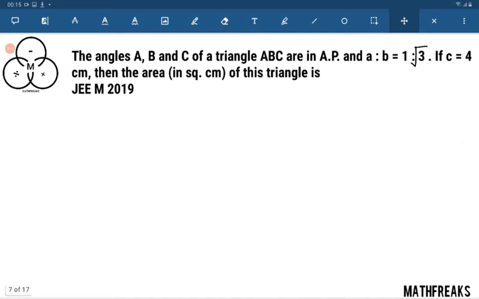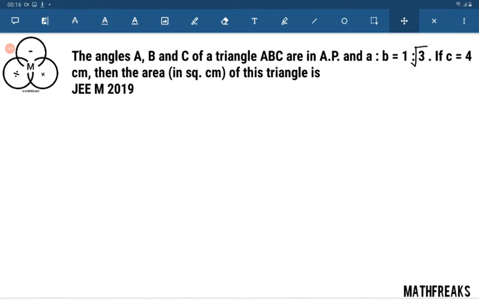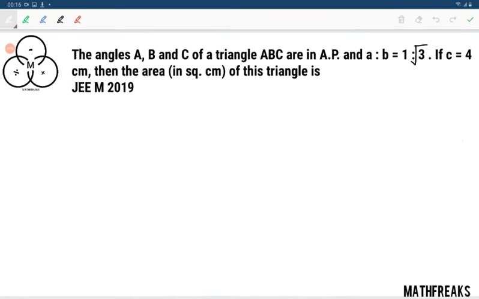The angles of a triangle ABC are in AP. A is to B equals 1 is to root 3. This was asked in JEE Mains. This is an easy question. You can pause the video as I have shown you one such question. In the previous question we haven't applied anything. Here we are going to really apply. Pause it, right? I am solving.